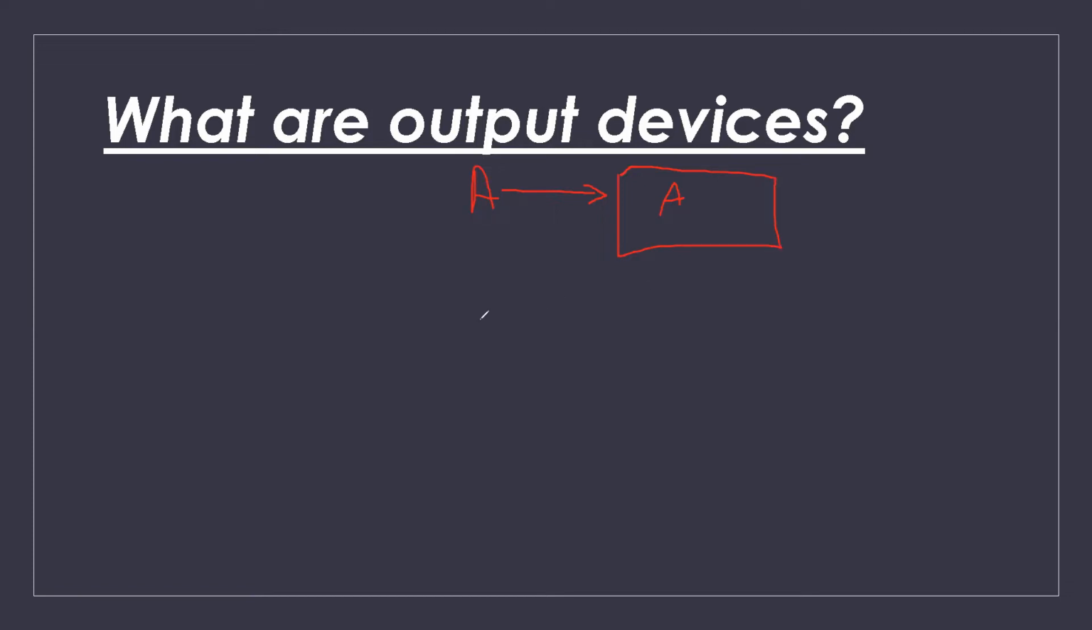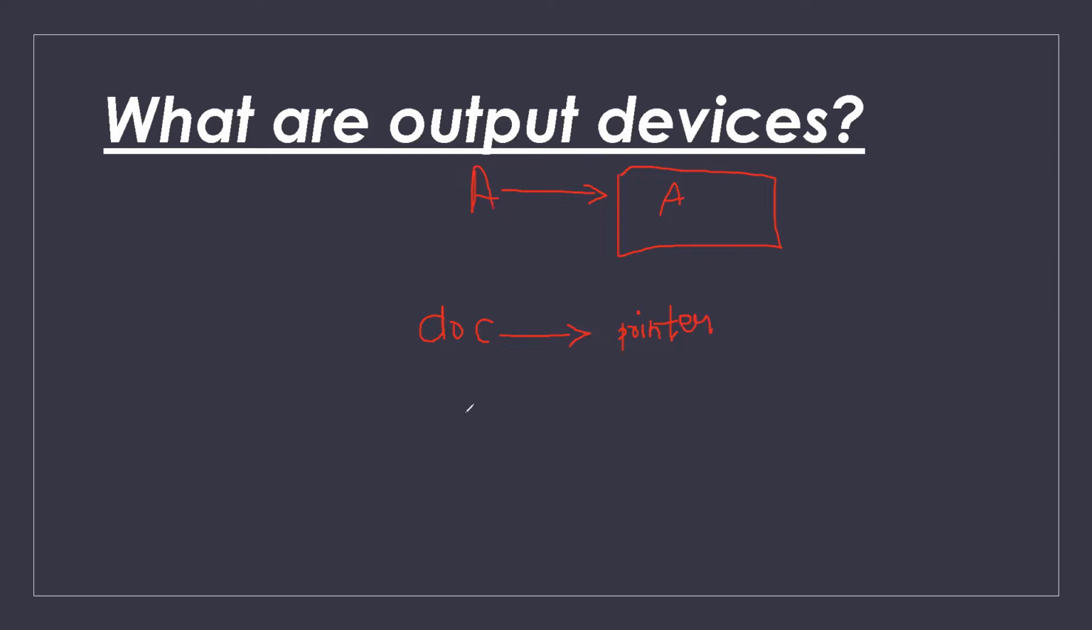The same way, say you have a file and you want to take a hard copy of that file, meaning you want to take an output of that document, how will you do it? Using a printer. The printer is going to give you the output on paper. So a printer is also an output device.